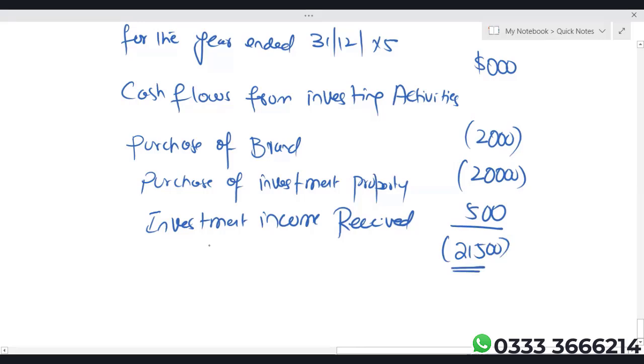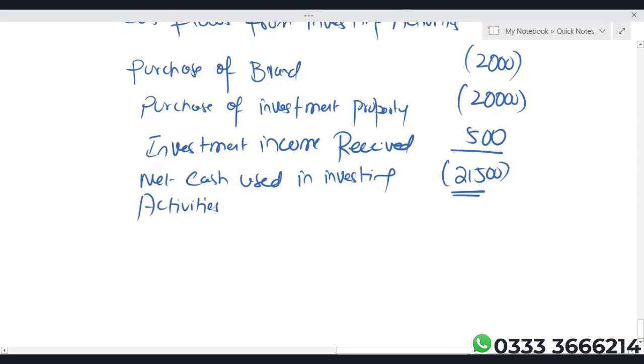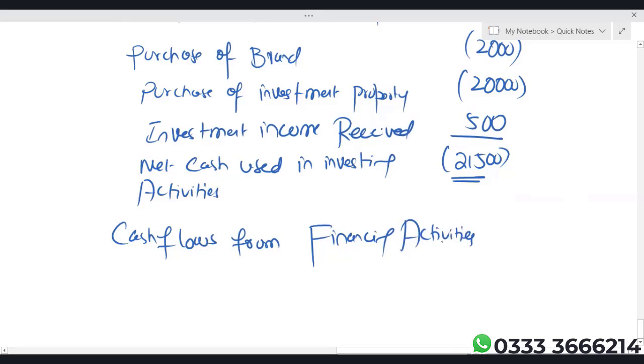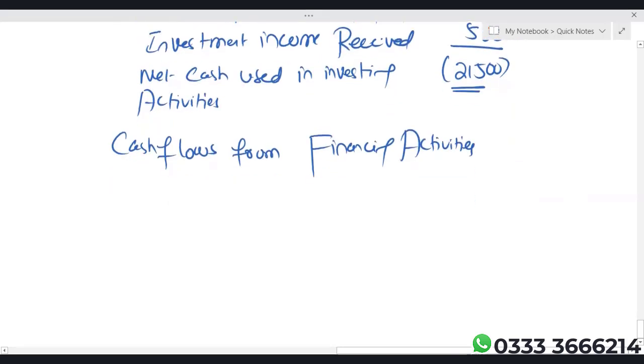Net cash used in investing activities. Now let's go for financing activities. Cash flows from financing activities. I think there are just two activities. One is proceeds from issue of right shares, and the second is dividend paid.